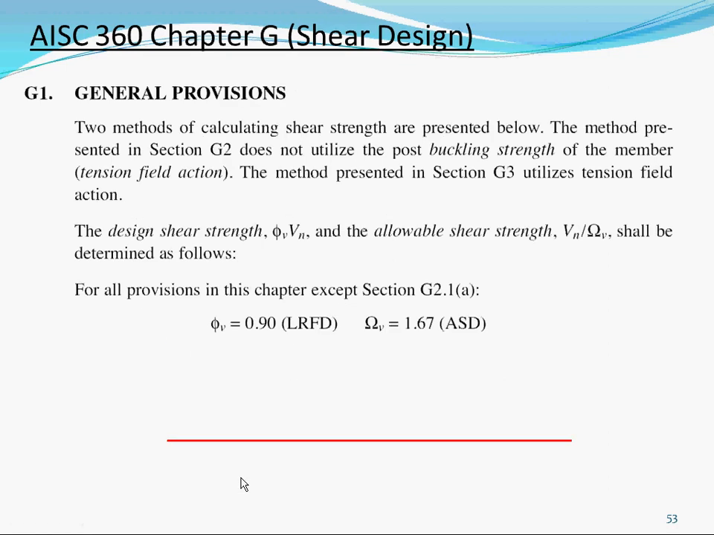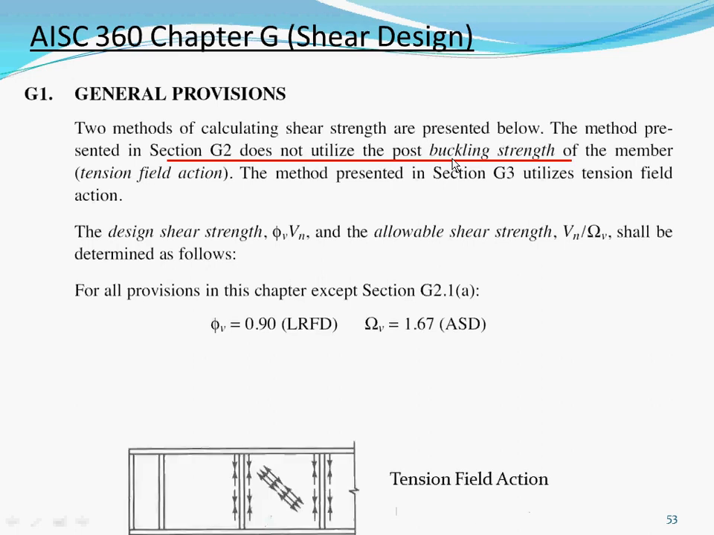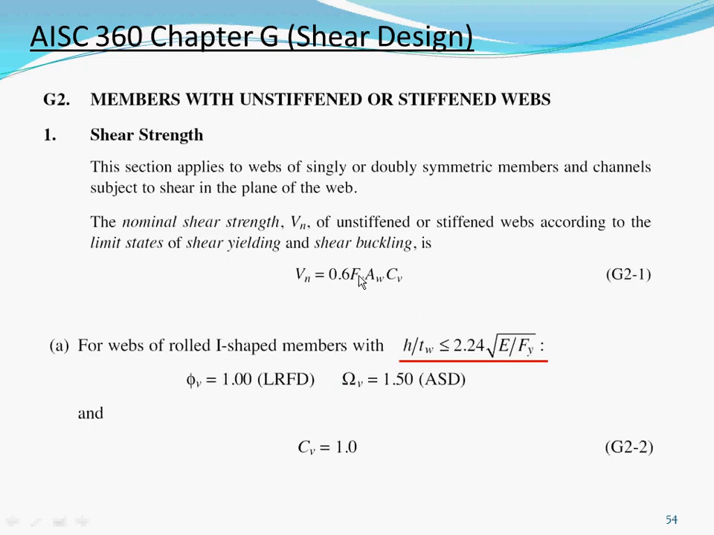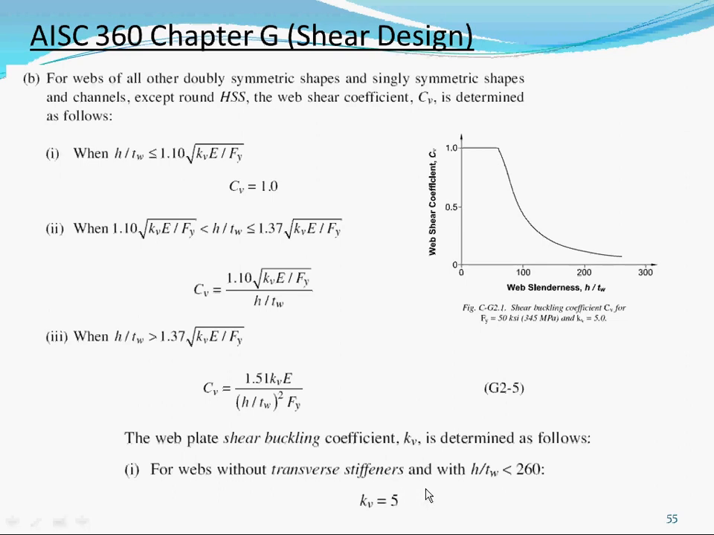General provision, shear is very straightforward, and basically G2, just want to reiterate, does not utilize post-buckle strength, so no tension field action. So we're not using this tension field action to add to the shear capacity. We're just basically using the basic shear capacity of the member. What that does is just 0.6 Fy Aw times Cv, and Cv depends on if you're a rolled shape or what, and typically Cv is 1 or maximum is typically 1 for what we're doing.